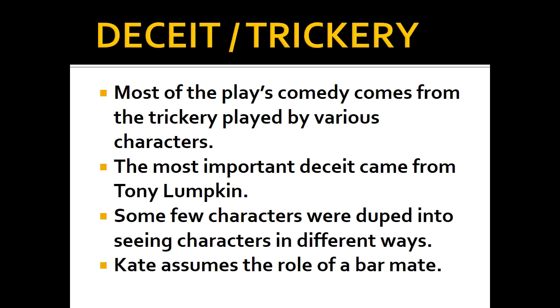Another theme is deceit and trickery. Most of the play's comedy comes from the trickery played by various characters. For instance, the most important deceit came from Tony and his lie about Mr. Hardcastle's house, and his scheme of driving his mother and Constance around in circles. He misled them to Mr. Hardcastle's house as an inn, and that made them behave the way they did.